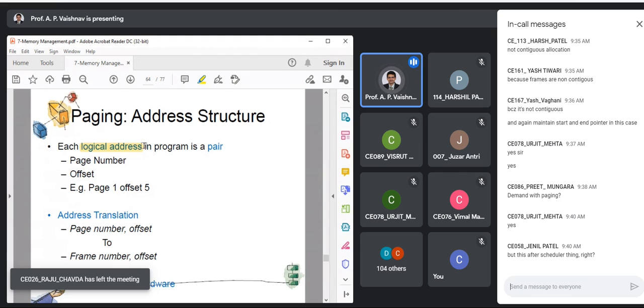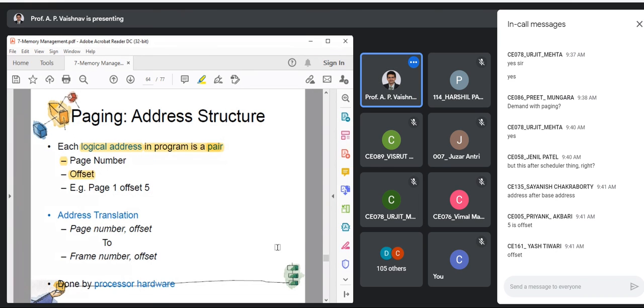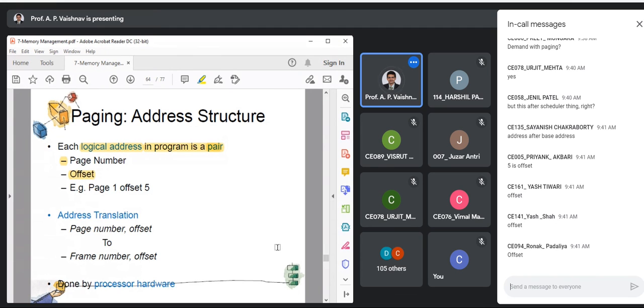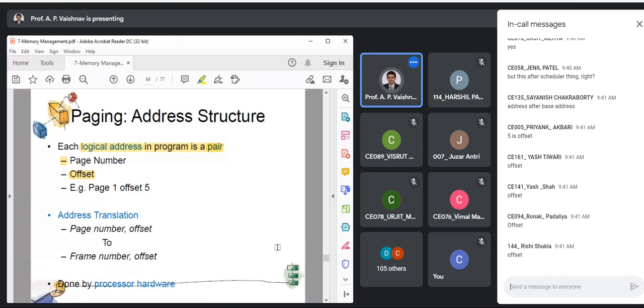Okay, a logical address is a pair. Every logical or relative address is always a pair. It contains a page number and an offset. Now, what is the offset over here? Suppose your process is divided into 4 pages. In the first page, if I want to point to the 5th byte, what is that 5 called? 5 is the offset, exactly. And what is 0 or 1 over here? The page number. Are you getting this idea? So page 1, offset 5. That is how we have to map.